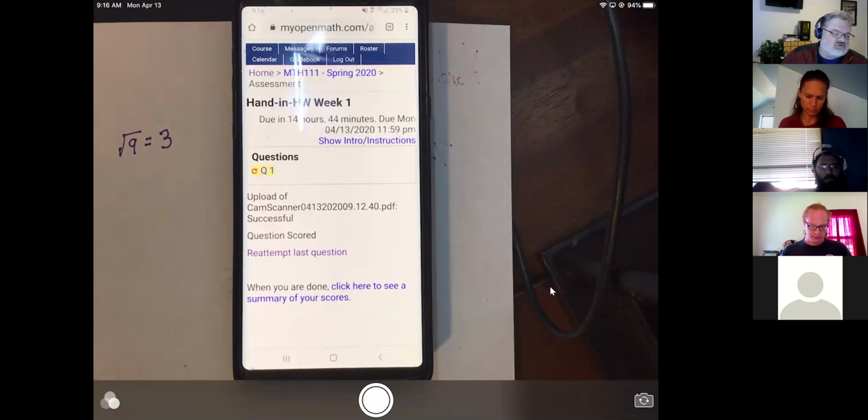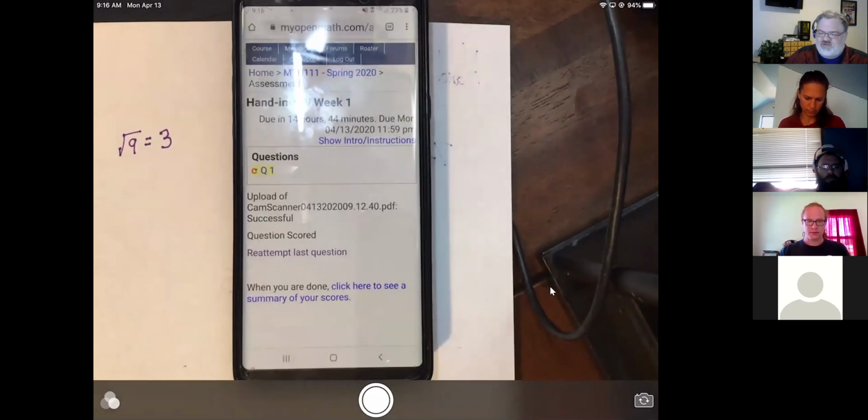Now, again, if you use a different scanning software, a different type of phone, or if you've got a printer or scanner at home and don't want to use a phone or don't have access to a phone, there's a number of different ways we can get this to work. You can even transfer image files into, say, a Word document or something, or upload them as image files.